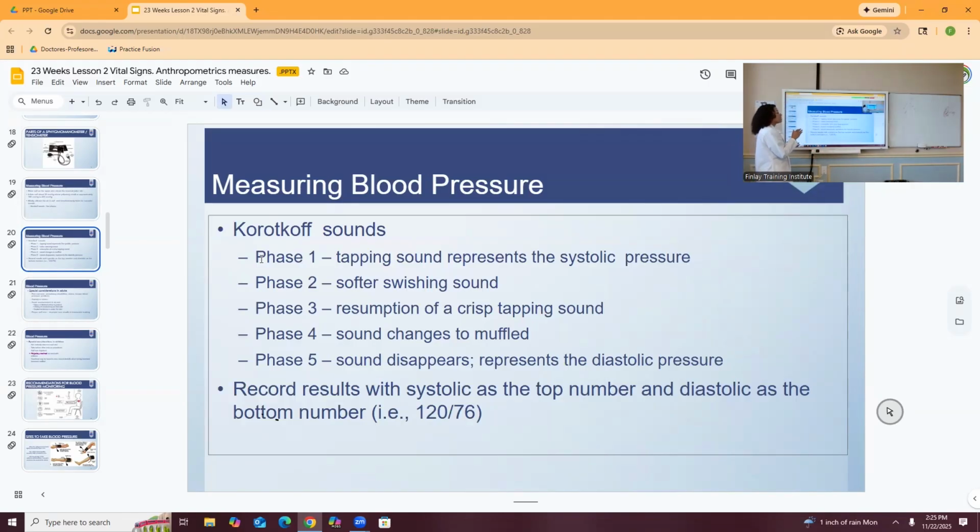Phase 4, that sound is muffled. It sounds a little bit far. And phase number 5 is going to be that sound disappearing. So the loud sounds that you hear first is going to be the systolic pressure, and the last sounds that you hear is going to be the diastolic pressure. The number that you hear first, where you hear the noise, and the last number is going to be the last sounds that you hear.